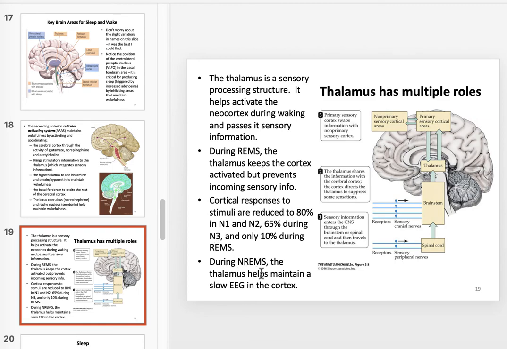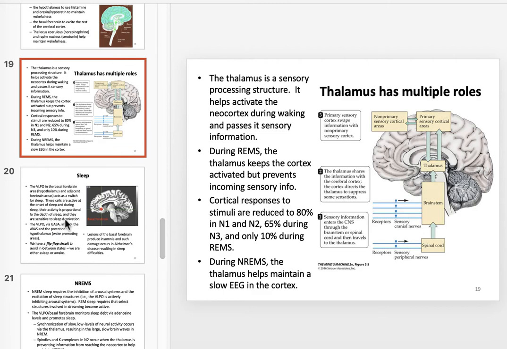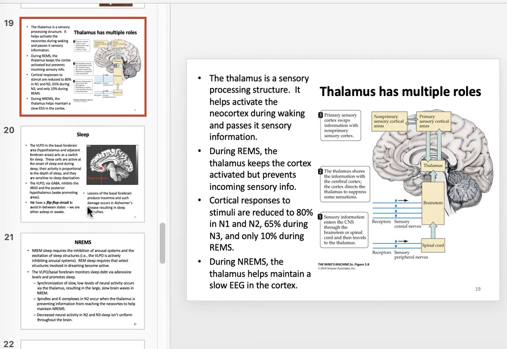So once again, during REM sleep, that thalamus helps keep the cortex activated because we have to have the set of our dreams. We have to have information that's coming in that we're going to use for our dreams. And that's usually sensation or sensory information. And then the thalamus helps maintain a low, slow EEG for non-REM sleep.